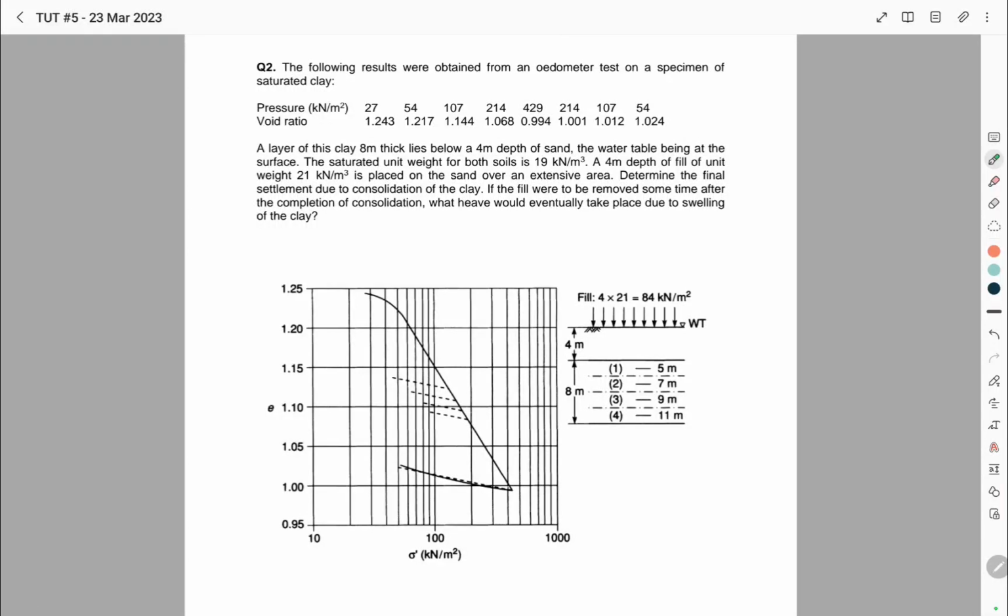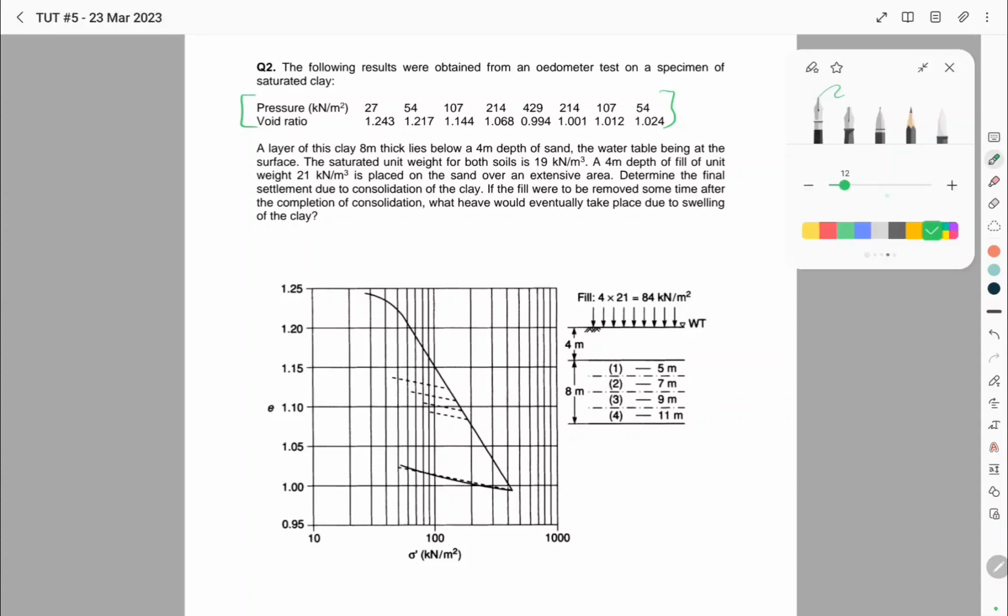So in the second question, again, a table is given to you, and this is the results of an odometer test on a specimen of saturated clay. However, in this question, the graph corresponding to this table is not given to you, and you have to be able to draw it on a logarithmic scale.